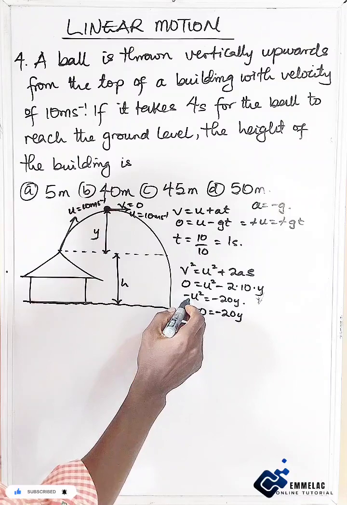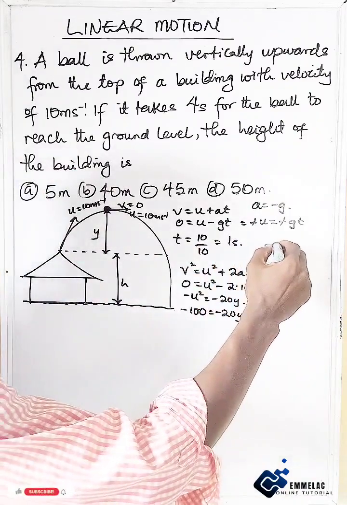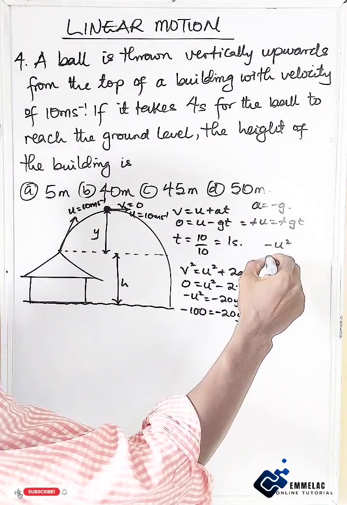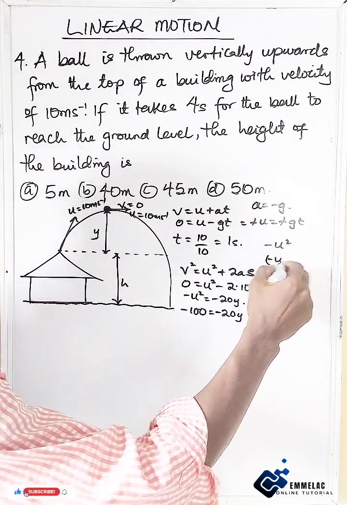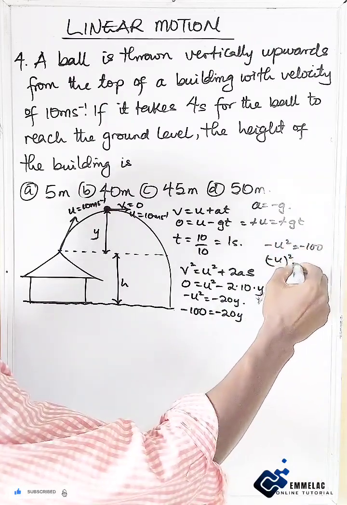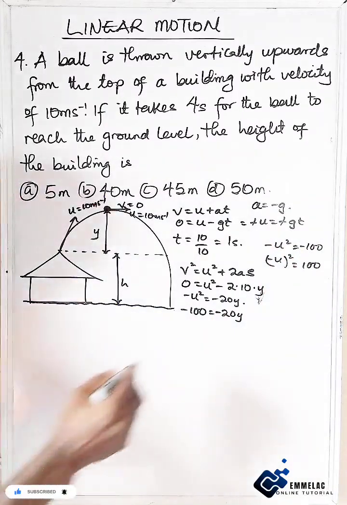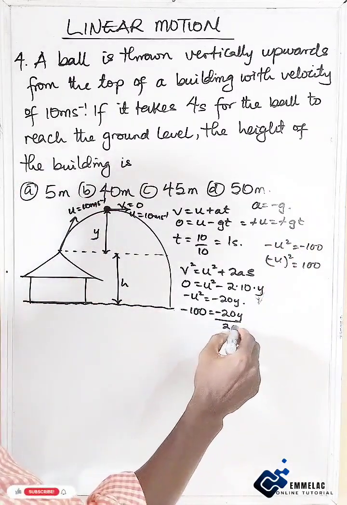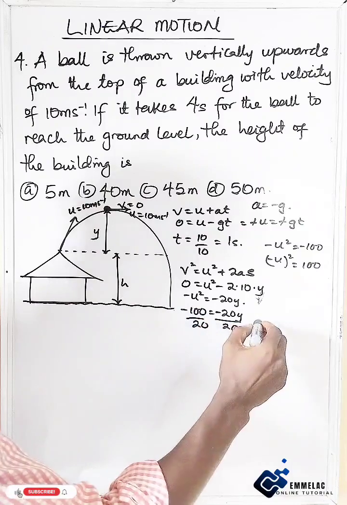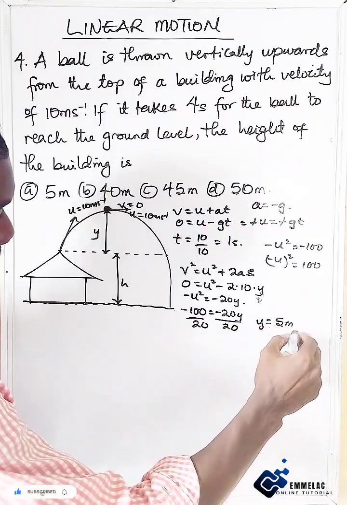Take note that this is not 100. Our negative u square is different from negative u all raised to the power of 2. For this is negative 100, and for this is just what? 100. So take note of that. So to that end, let us divide both sides by 20. So our y will now become 5 meters.